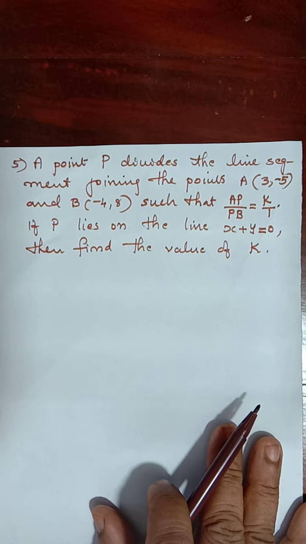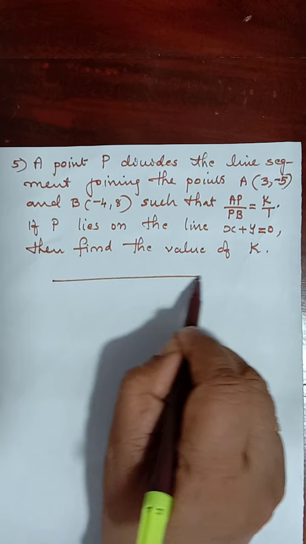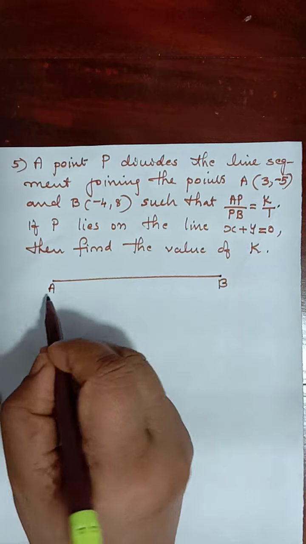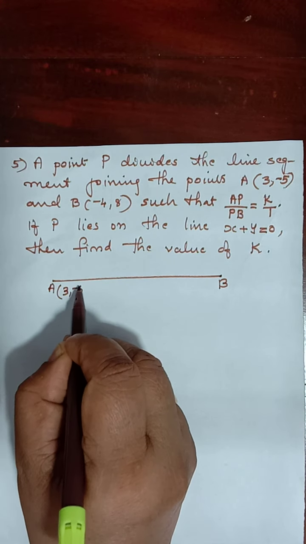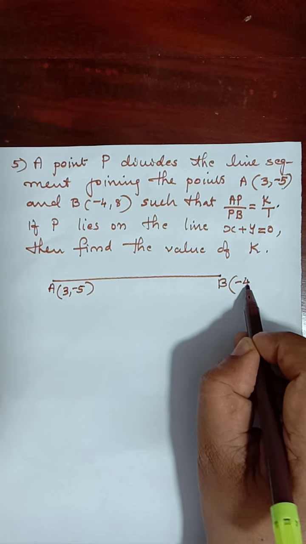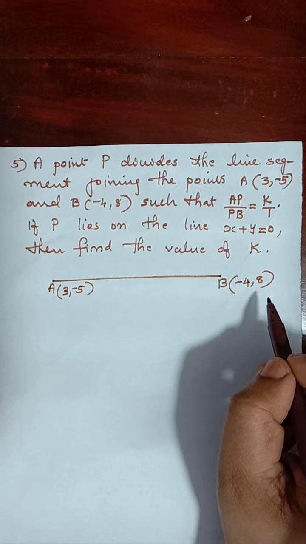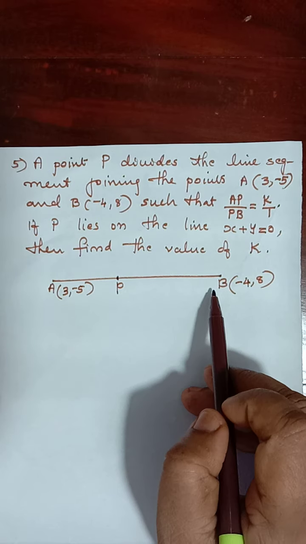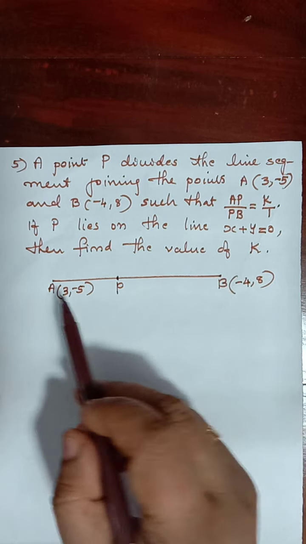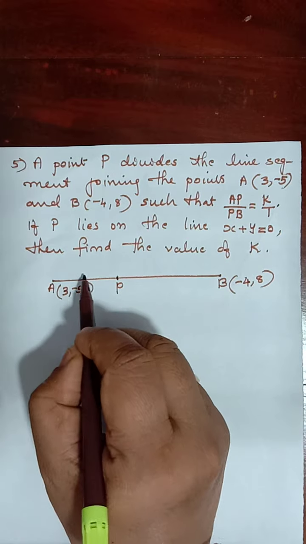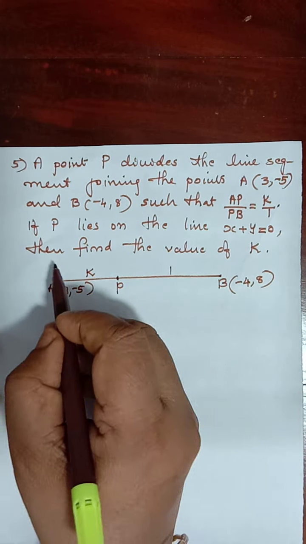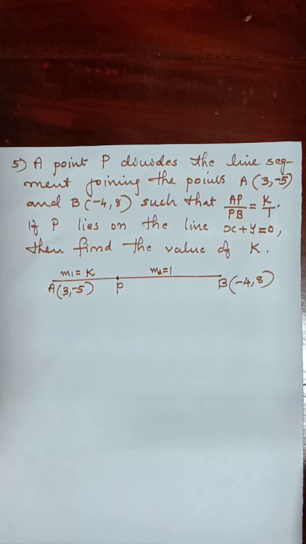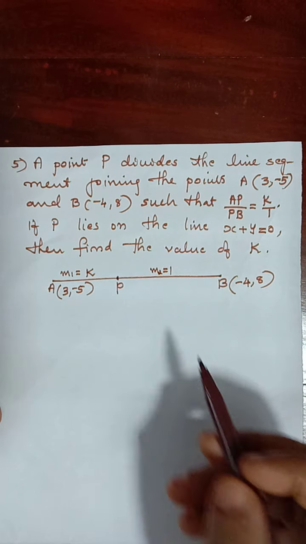So if we draw this, it will be very clear to you. Here we have a line. We can call it AB. A has the point 3, negative 5 and B we have negative 4, 8. Such that here we have a point P. P divides the line segment in the ratio AP is to PB, AP is to PB as K is to 1. So K means this is our M1 and this one is our M2.